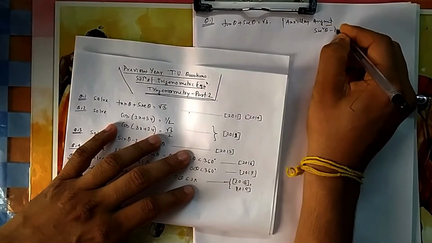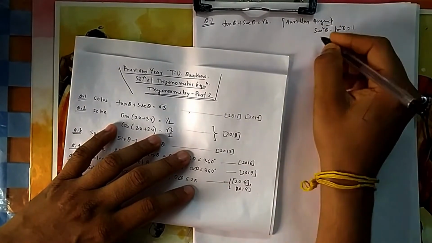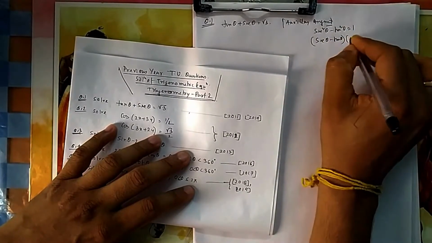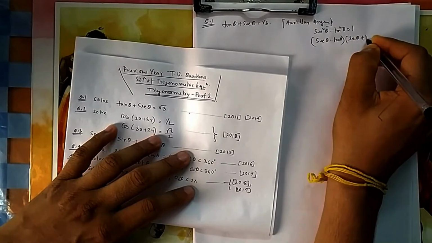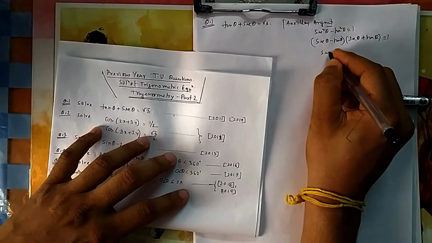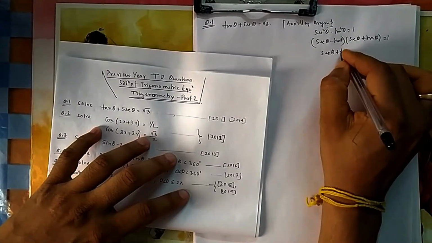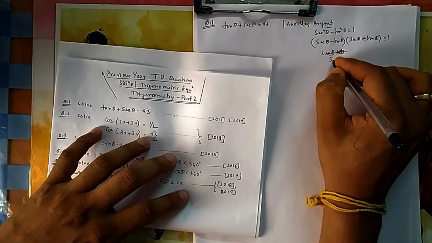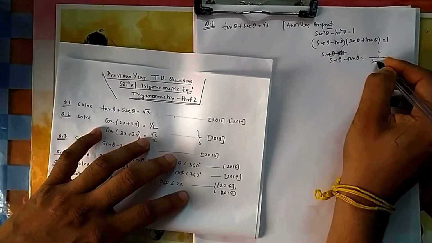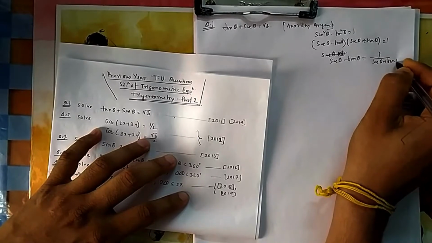So we know a great identity, sec square theta minus tan square theta is 1. So it is sec theta minus tan theta into sec theta plus tan theta is equal to 1. So we will use that concept. So from here, sec theta minus tan theta is nothing but, because plus is given, 1 by sec theta plus tan theta. So you will use this concept here.